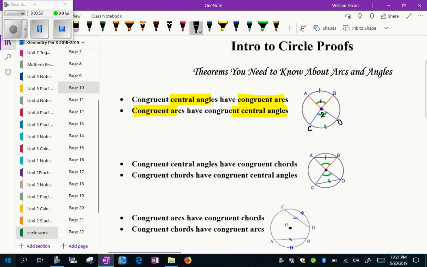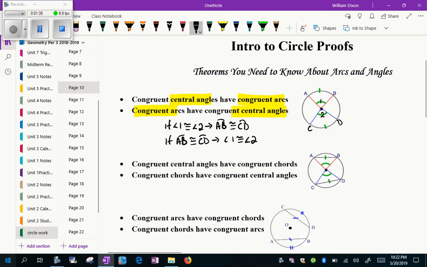And really the first line is saying that if angle 1 is congruent to angle 2, then arc AB is congruent to arc CD. And the second line is saying that if arc AB is congruent to arc CD, then angle 1 is congruent to angle 2.